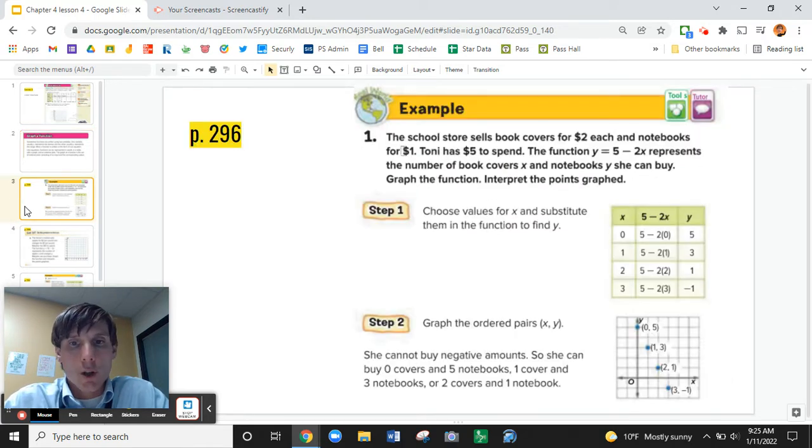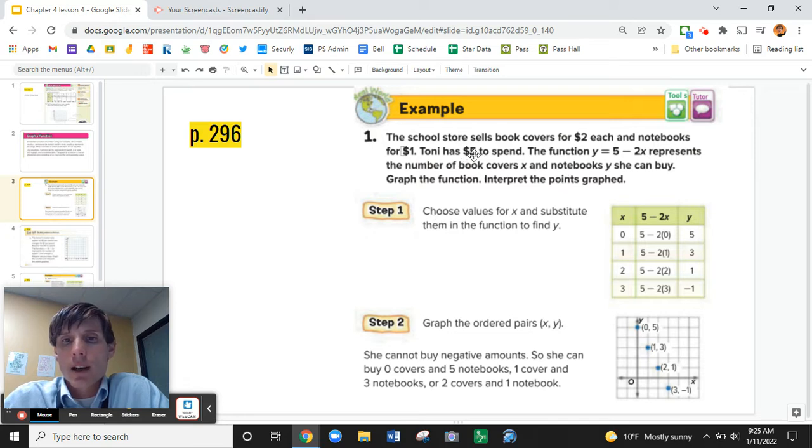Okay, so let's look at this quick example here. So they give us a brief example. This is on page 296 in the book. So if you haven't done so already, we are on chapter 4, lesson 4. That's page 296 now. Okay, so the example they give us, we have an equation here, y equals 5 minus 2x. This equation represents the situation.